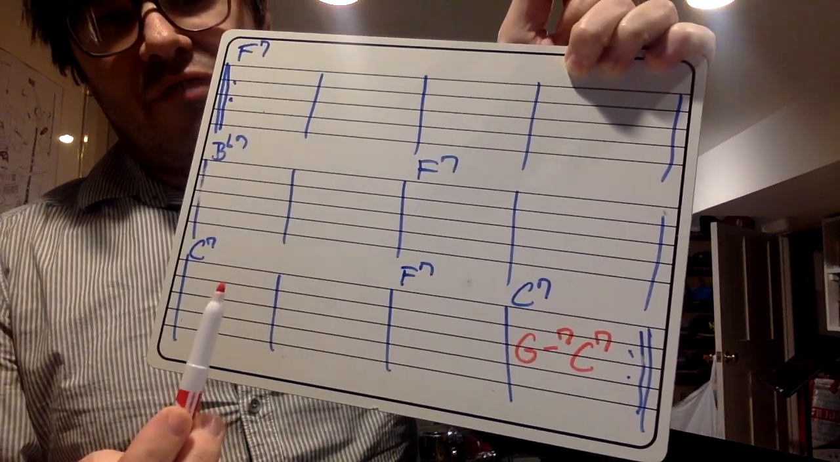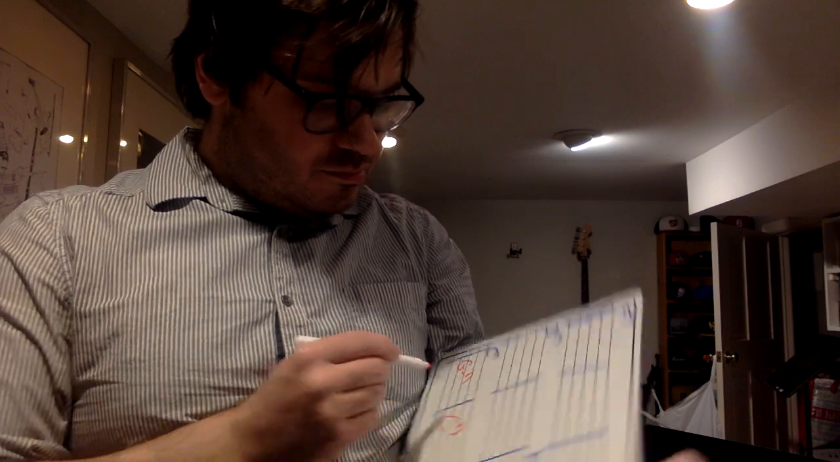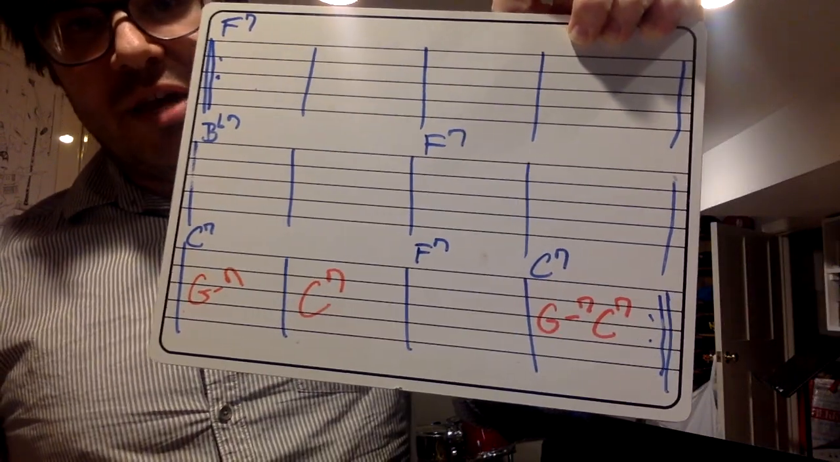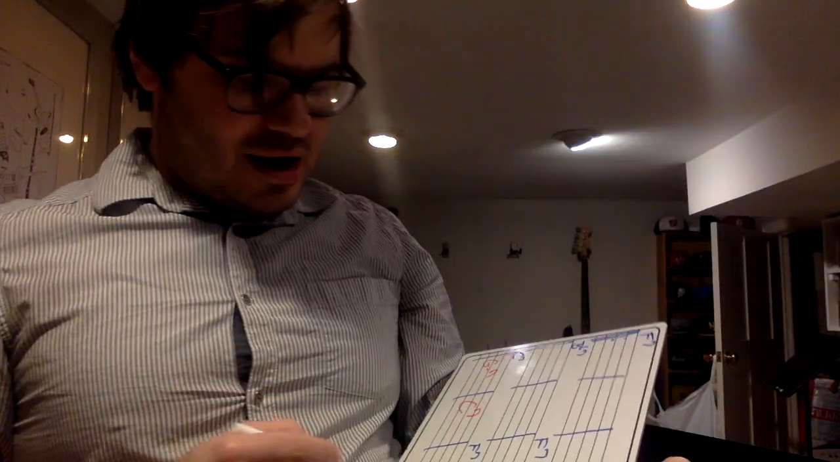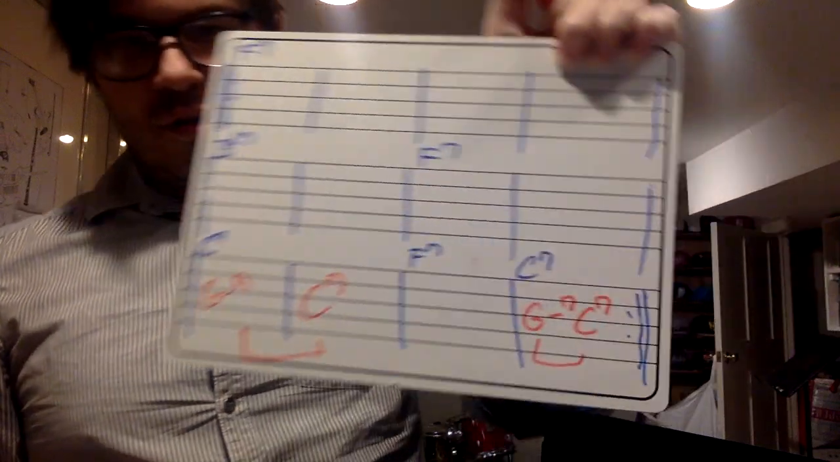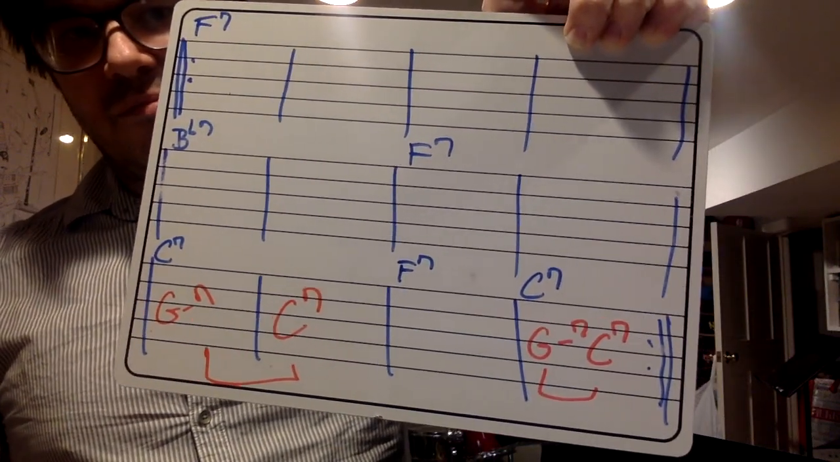Also, see this 5 chord right here? We're going to make that a 2-5. Like so, right? So basically, we took some opportunities to add some 2-5s where we could. That's step 1.